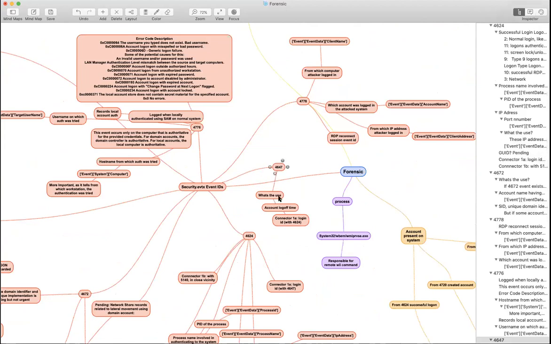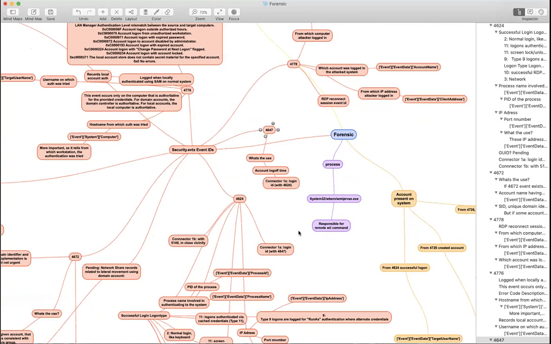And what's the use of 4647? It will give you the account logoff time. Suppose I logged into a system and I logged out after 1 hour, so the login time will be recorded here and the logoff time will be recorded in another event. So I have to make connections between them. My plan is to automate the whole thing and get the results, and this is something that I'm working on right now.